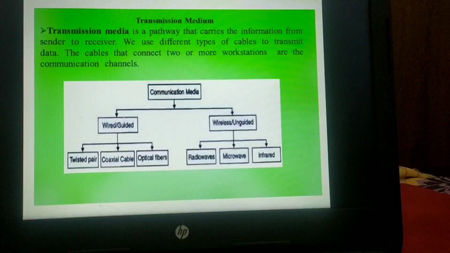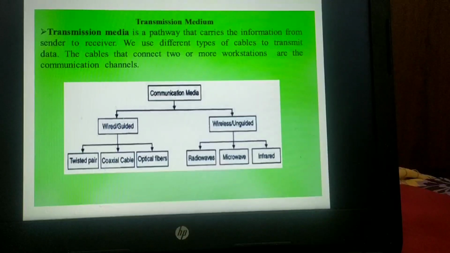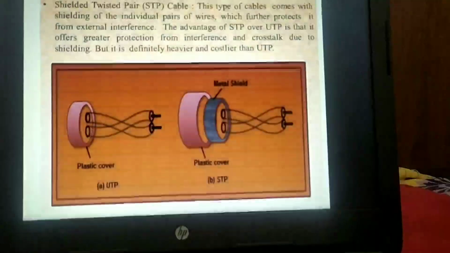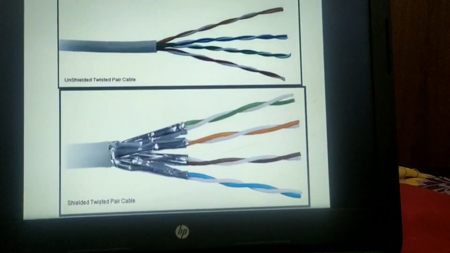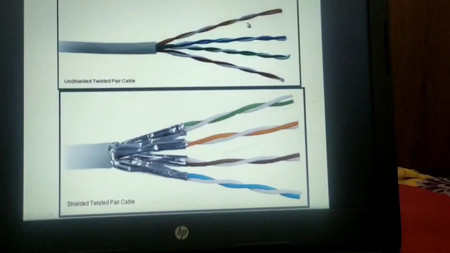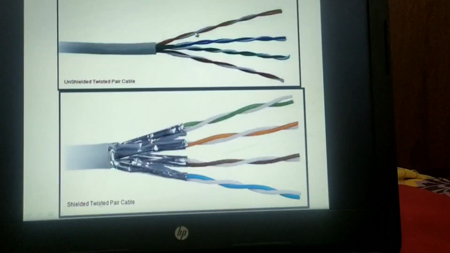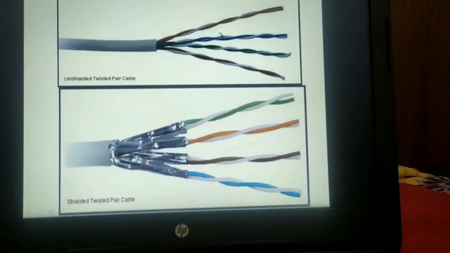Let us discuss the first cable, that is the twisted pair cable. This is the twisted pair cable, which is most commonly found in data communication applications. I hope you have already seen these kinds of wires in your home appliances, electrical appliances near your electricity, like tube light connections. That is nothing but the twisted pair cable.